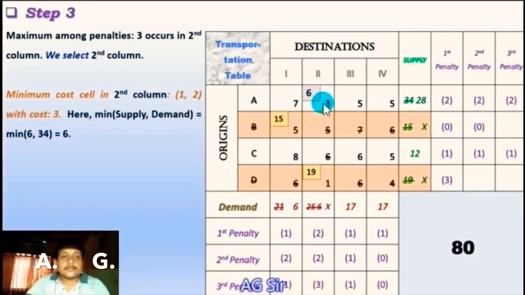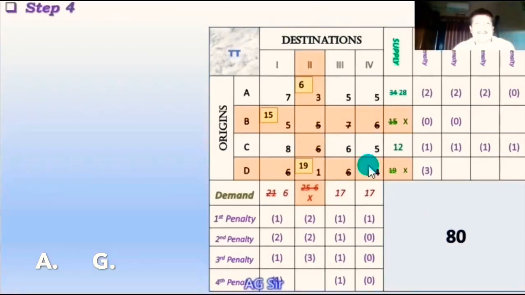Cross out the rest of the elements in this second destination as we have already covered all these demands. However, we are left with 34 minus 6, that is 28 units of supply along the first row. Find that there are 2 rows left and 3 columns left. So this table is a 2 by 3 table.